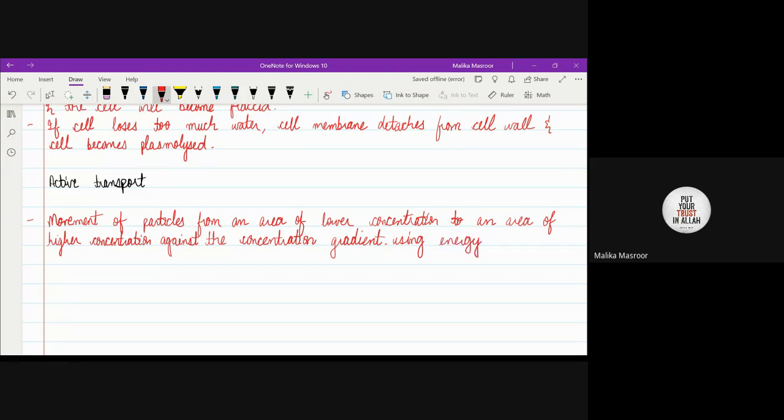At times they also use carrier proteins or protein pumps for transporting large molecules. You can add using energy in the form of ATP, or you can say using energy from respiration. Just adding the part of energy is very important.